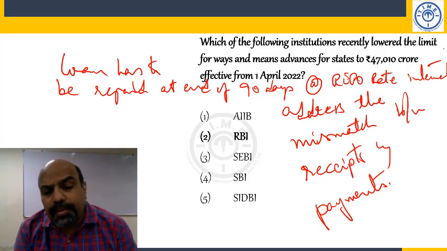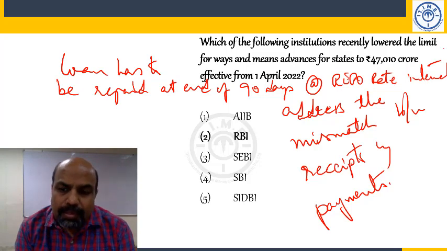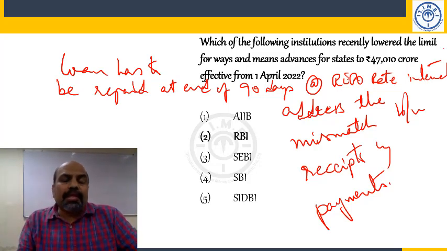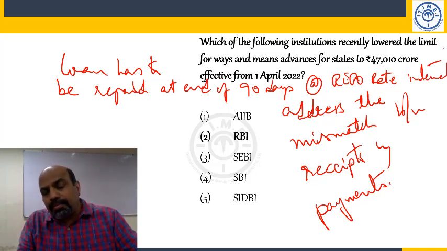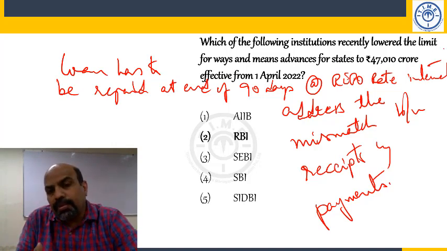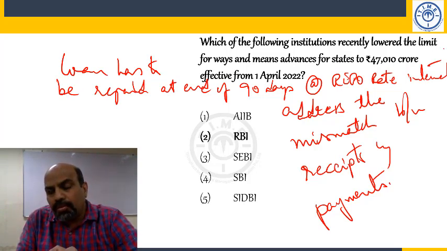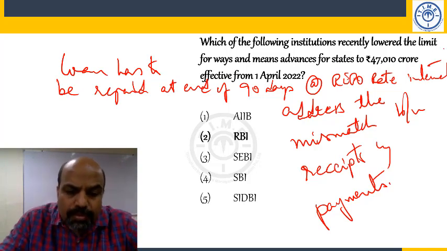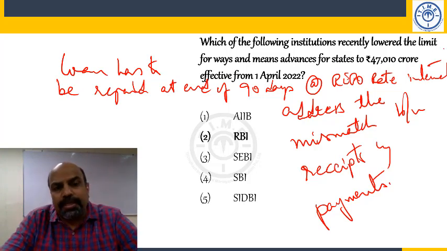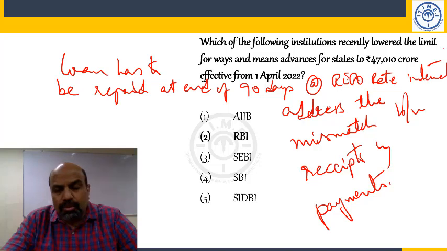Next, if the WMA borrowing exceeds 90 days, it is treated as an overdraft, charged at an interest rate of 2% above repo rate.